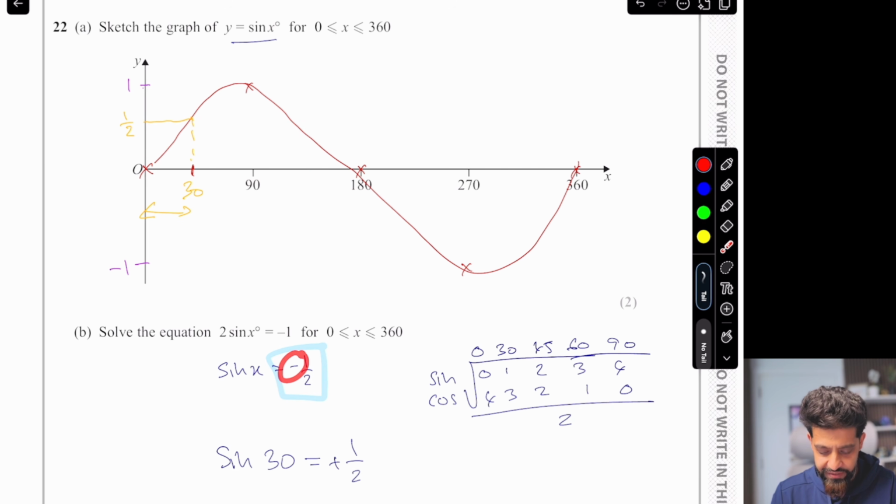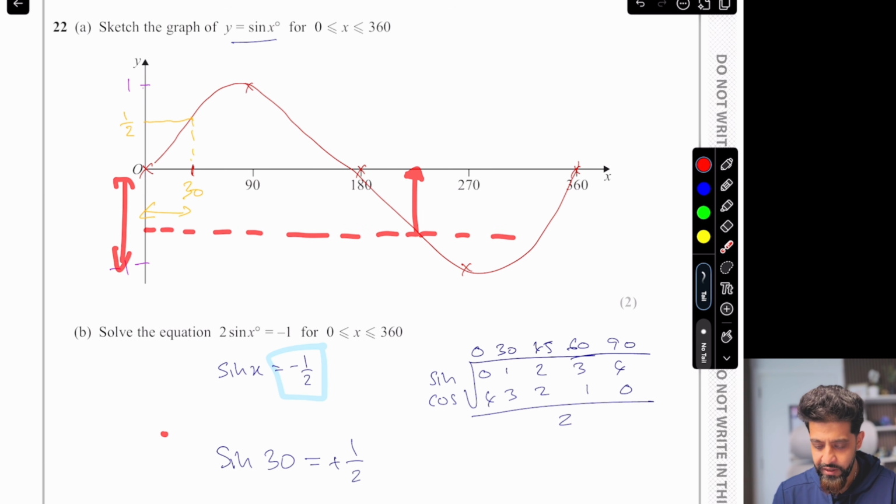But we're looking for a negative. Where does the negative half go? It's on this part of the x-axis. So the negative half is right there, okay? That's one there and another one there. These two give the negative half.